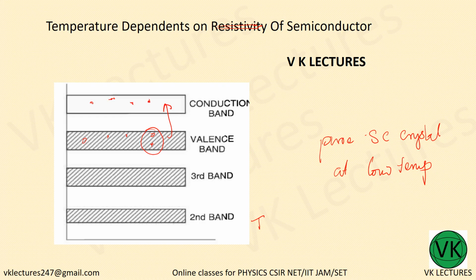And what does it mean? At a certain temperature, you can convert a non-conductor, that means an insulator, to a conducting material just by increasing the temperature. So this is what you mean by semiconductor, why it is called a semiconductor.